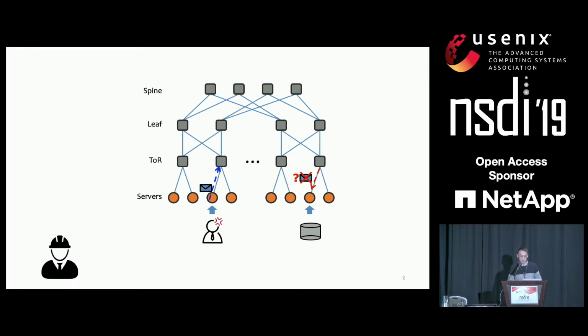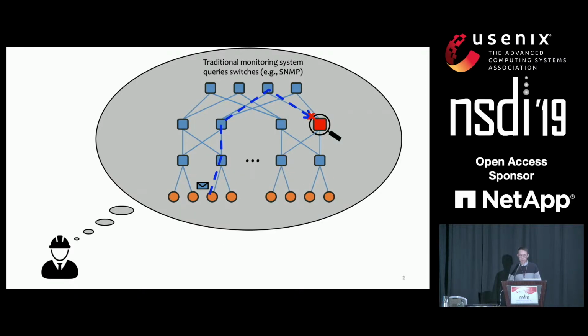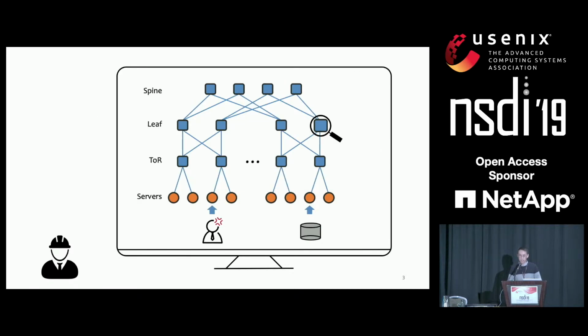Anna assumed that she could find some faulty switch or faulty link along the way between these two servers by using some traditional monitoring system, which will collect the statistic information from all the switches using protocols like SNMP. But unfortunately, this was not the case this time. The monitoring system told Anna that everything was fine. But of course, the packets kept getting lost, and our customers kept complaining.